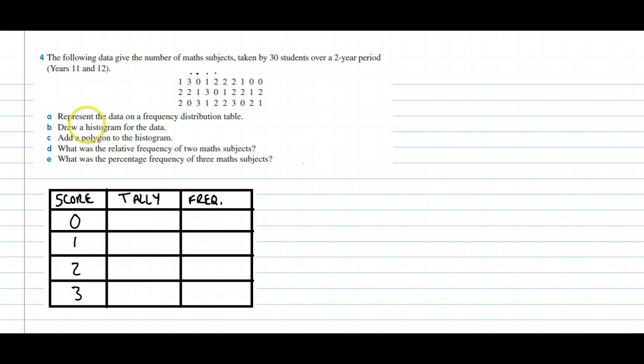So let's skip ahead. Once we go through the data, and for every 1 we put a dash in the 1 row, for every 3 we put a dash in the 3 row, and so on until we've tallied up every score, we get these frequencies. These are the frequencies we come up with. So that's our frequency distribution table done.